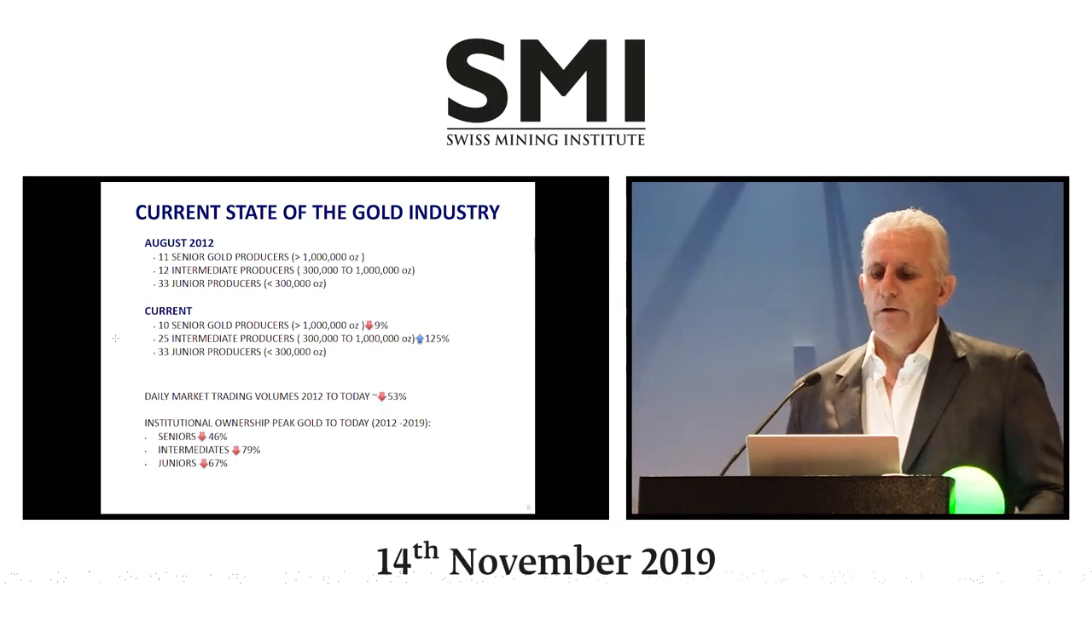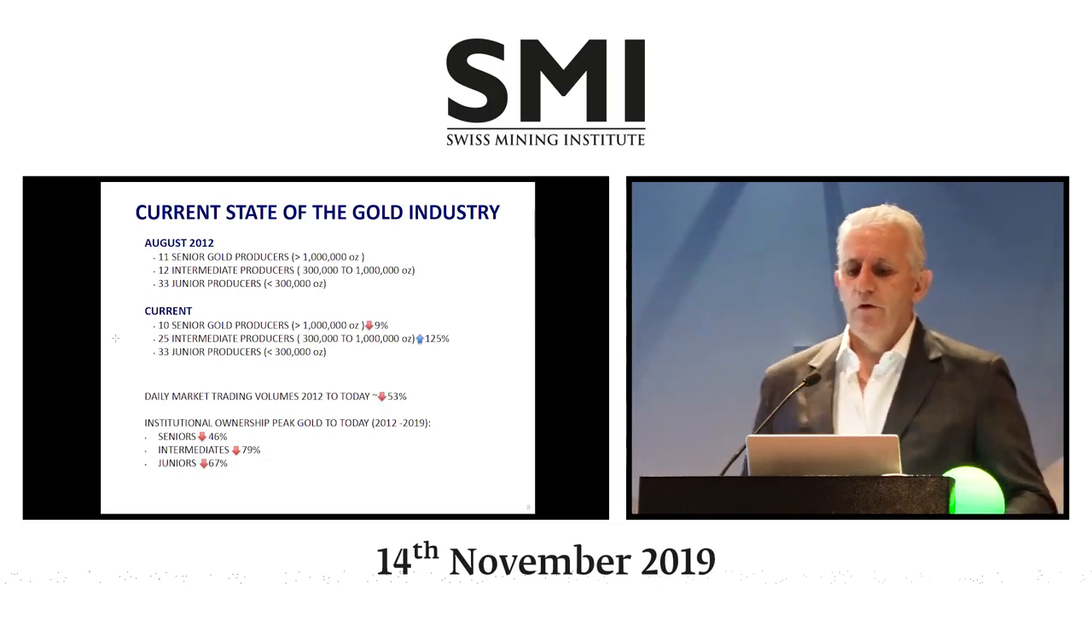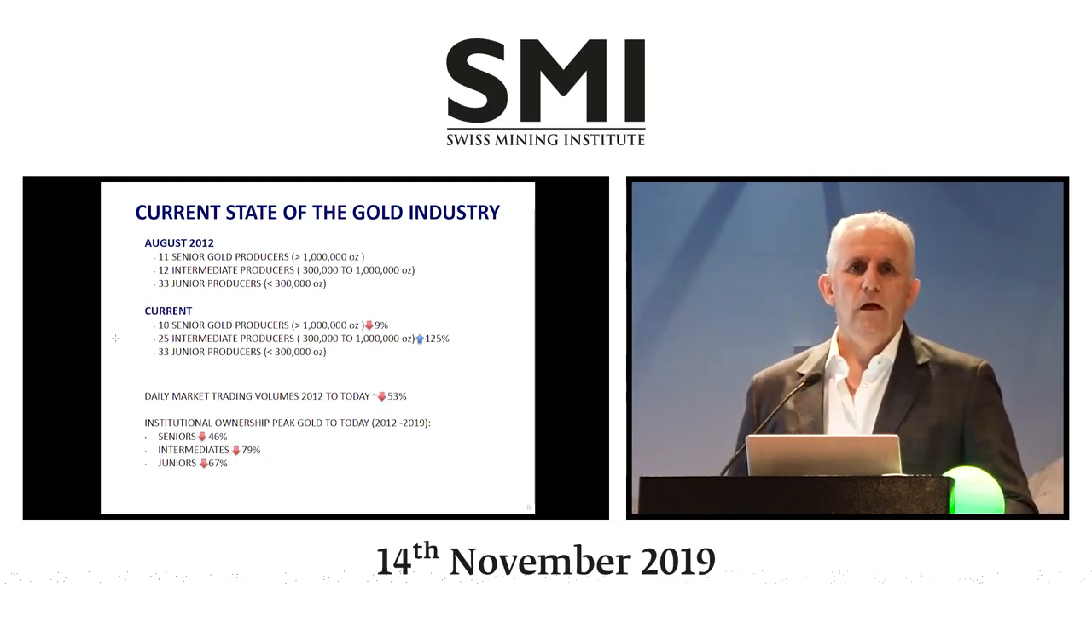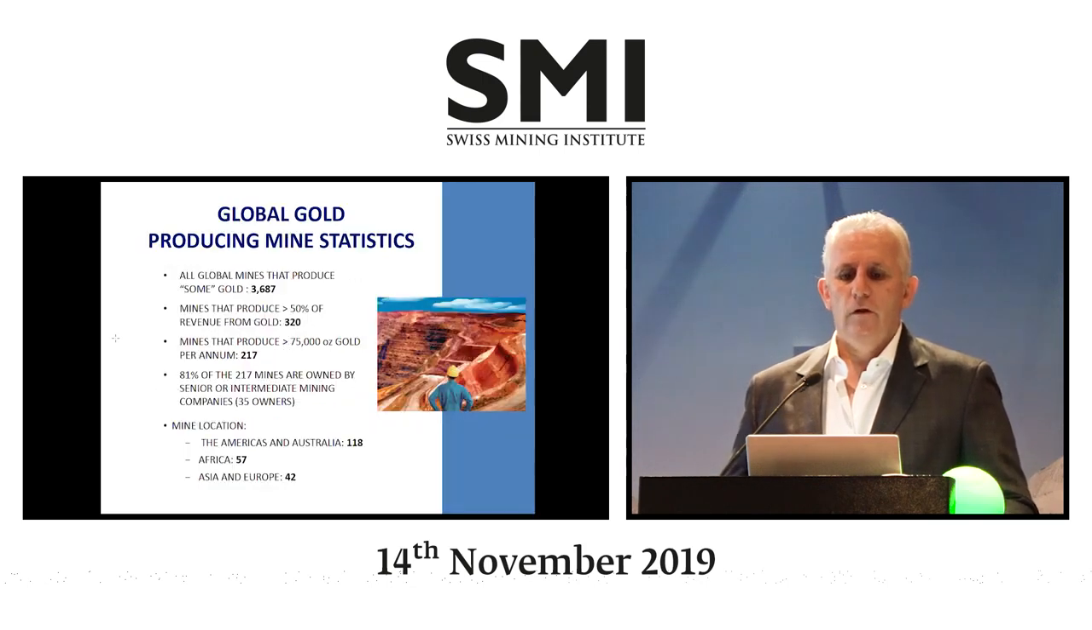Currently, there are 10 seniors, 25 intermediates, and 33 junior producers, all looking to replace their lost ounces. There's simply too many intermediate producers competing for the same deposits. Daily market trading since 2012 for the sector is down by 53%, and the respective numbers for seniors, intermediates, and juniors are shown there, showing how the volume trading on these stocks has fallen.